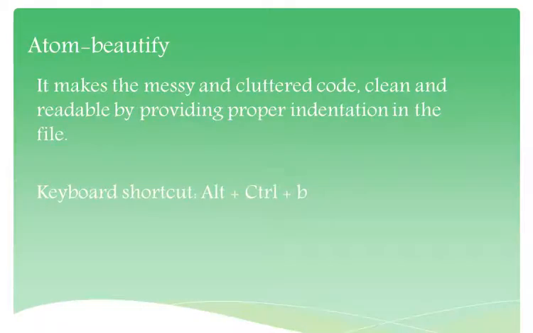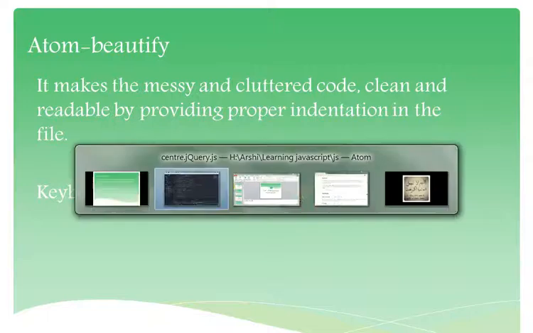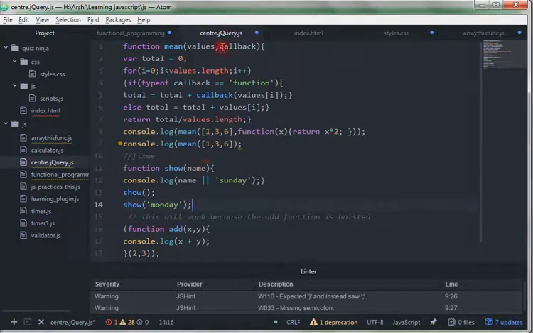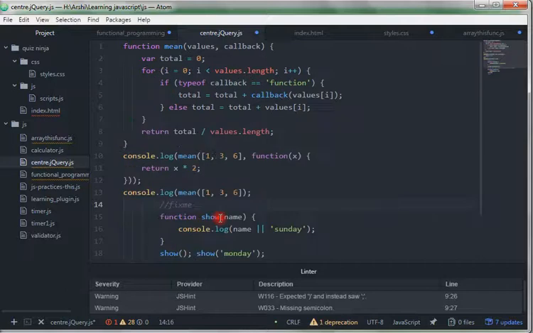Atom-beautify makes the messy and cluttered code clean and readable by providing proper indentation in the file. The keyboard shortcut for it is Alt-Ctrl-B. Let's take an example. We have a centered jQuery.js file over here about which earlier it was pretty unhappy. So to make him happy again, all we gotta do is press Alt-Ctrl-B. And here we have a tidy cleaner code.